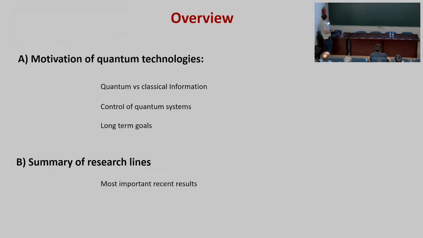First, I will start with a very general motivation of quantum technologies: the differences between classical and quantum information, the challenges to control quantum systems, and the long-term goals in the field. And at the end, I will summarize my research line and the most important recent results that I had. It will be very general. The idea is just to know each other, so don't expect very concrete technical details and so on.